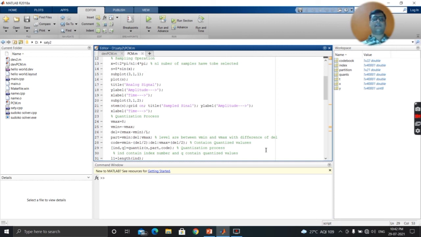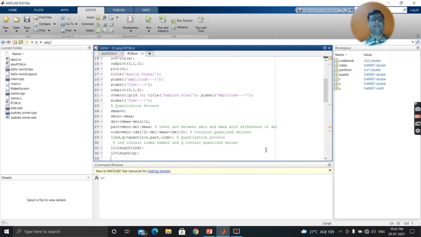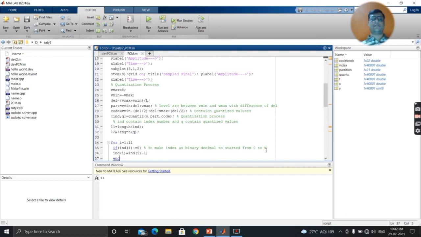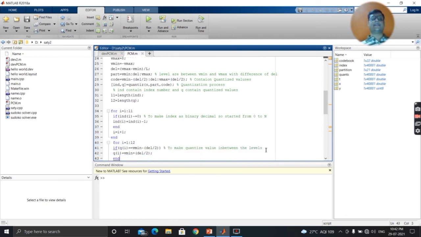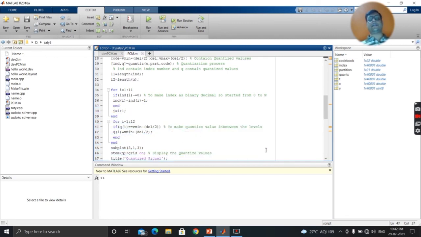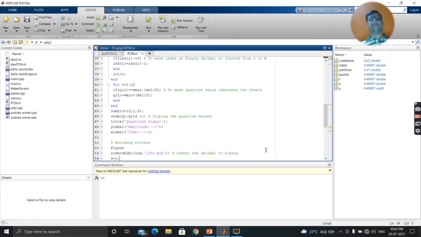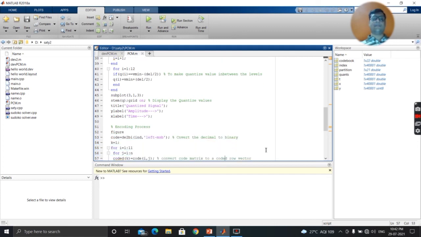Then you have to quantize this signal. Then identify the length of the indexed value and the length of Q. Then, according to those positions, you need to assign the values one by one. So these are the assigned values. Then identify the mid values, and you have to generate the quantized signal. Once this quantized signal is done, then you can go for the encoding process.